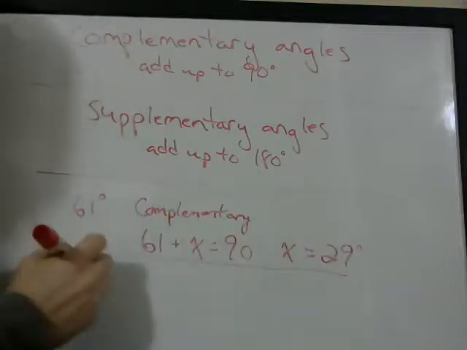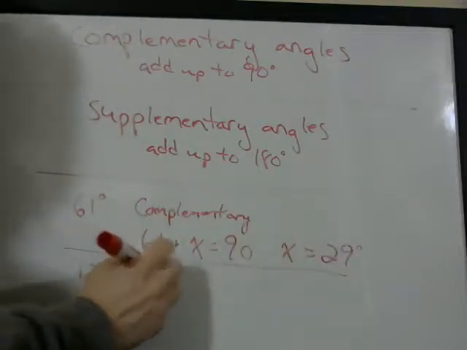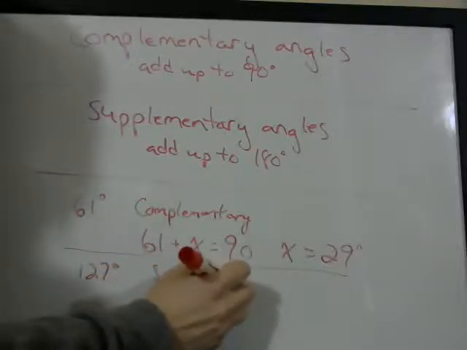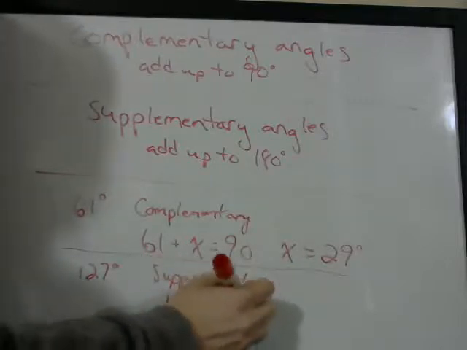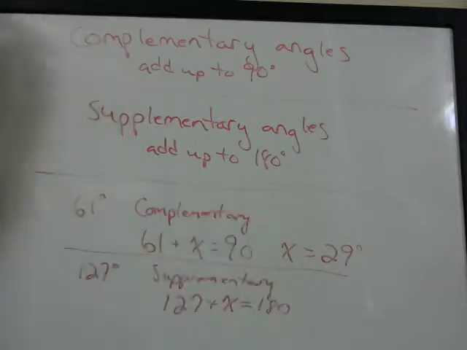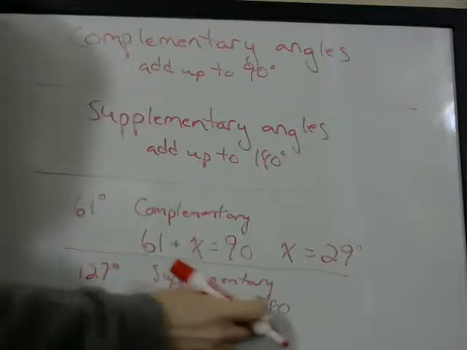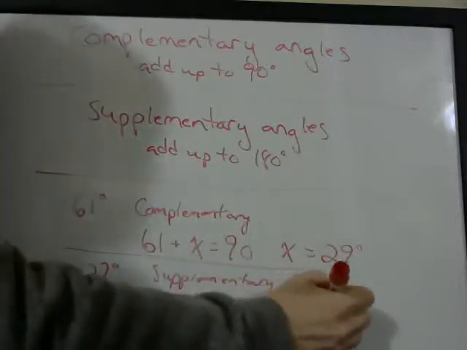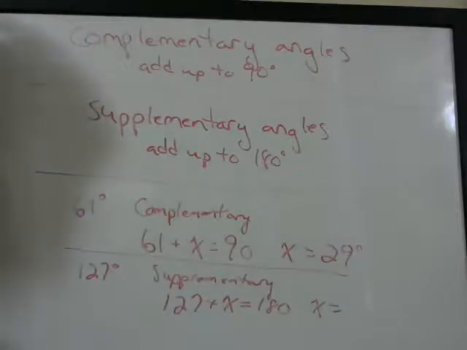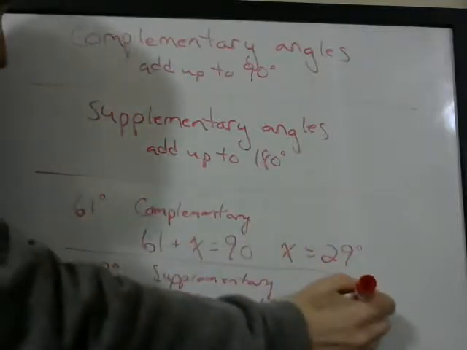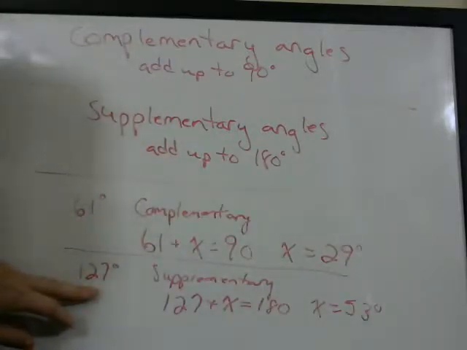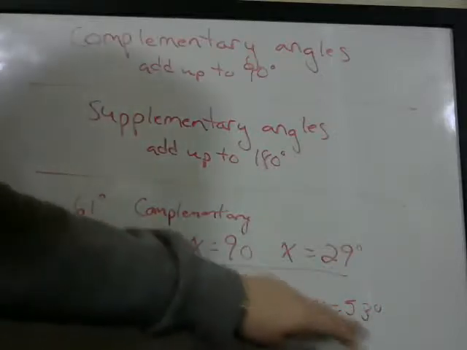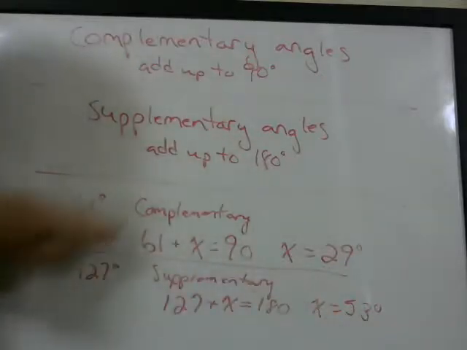If you have an angle that's 127 degrees, what is its supplementary angle? So what plus 127 is going to give you 180? Again, if you don't know how to solve this, you need to go watch the algebra video. But essentially you're just going to subtract 127. So 180 minus 127 is 53. So if they give you a 127-degree angle and ask what angle is supplementary to it, the answer is 53 degrees because when you add the two together, you get 180.